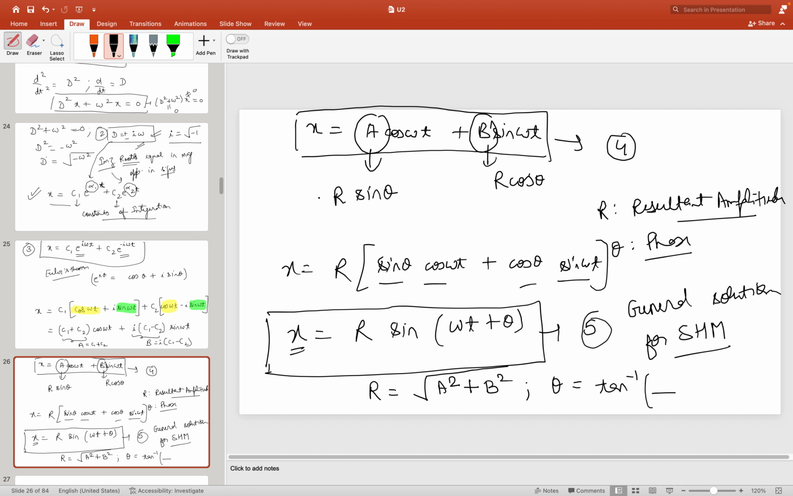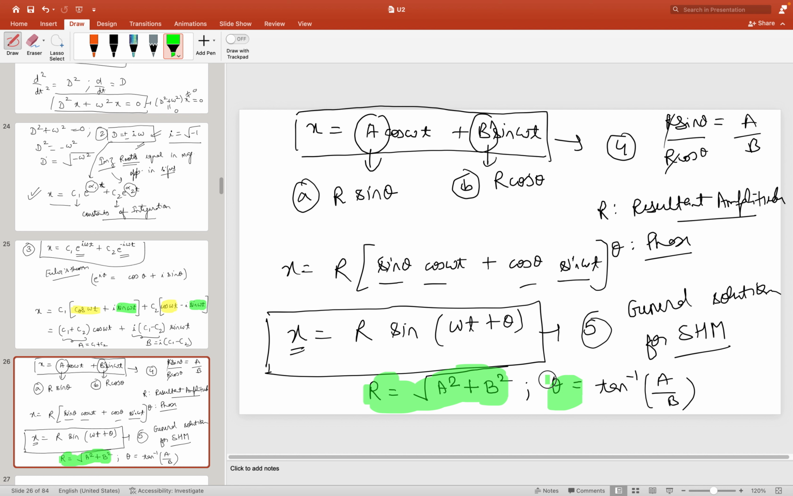Once you divide these values, r sin theta is equal to a and r cos theta is equal to b. So it will be tan inverse a by b. Yes. Okay. So these are the values of the constants which we took in the previous equations. We have to keep it here. After getting the equation, we have to say that r has this value and theta has this value. We have to mention this thing.